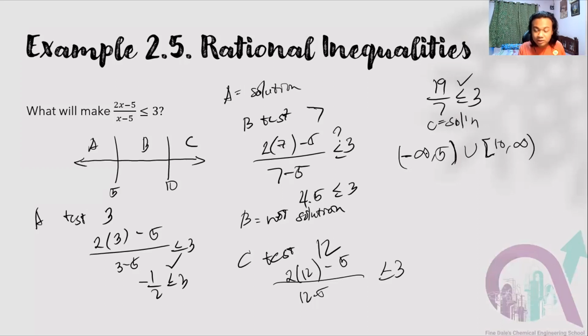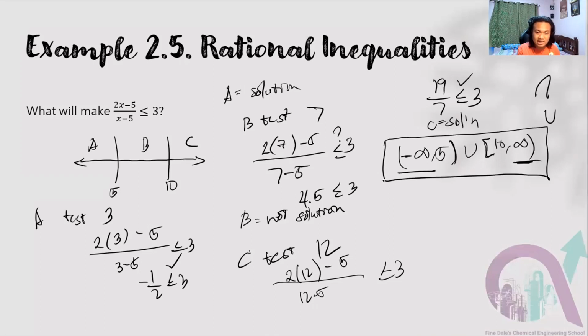So why did we put negative infinity? Because A is a solution. And positive infinity because C is a solution. Okay? We use a union here, not an intersection. Intersection is this, union is this. Right? And why not the one in the middle? It's because B is not a solution. So there are no nuances here. You have to write it in this notation.